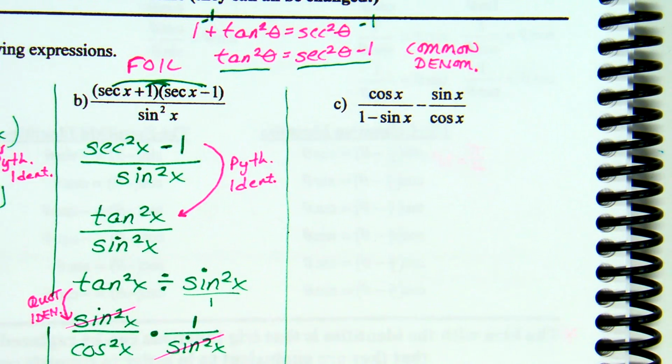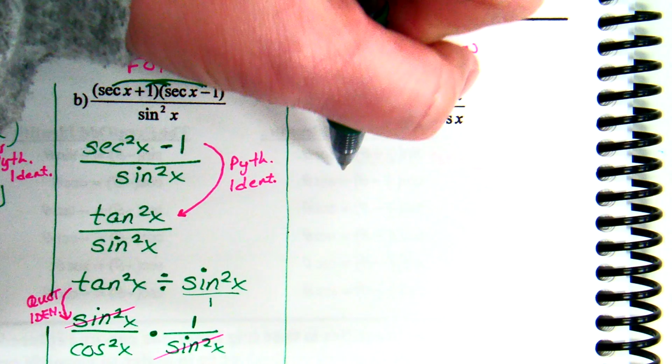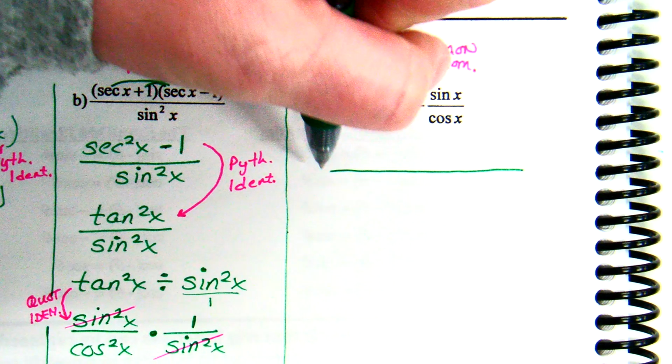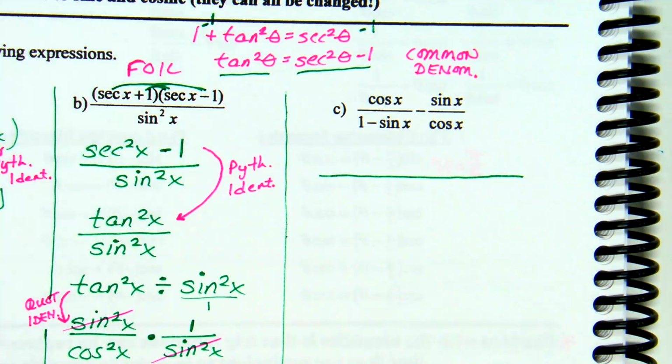Okay, so what is the common denominator? One denominator is 1 minus sine x. The other denominator is cosine x. Do they have anything in common? Yeah, x doesn't really count. So do they have anything in common? Not really. So if your two denominators do not have anything in common, how do you get the common denominator? You multiply them together, right?